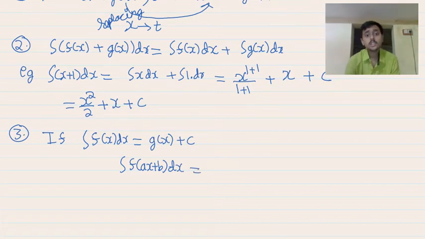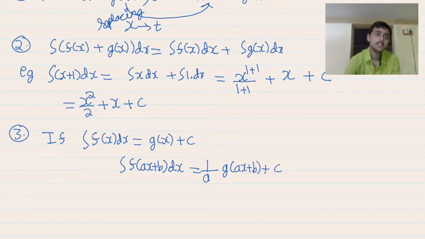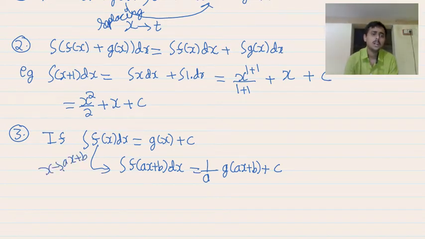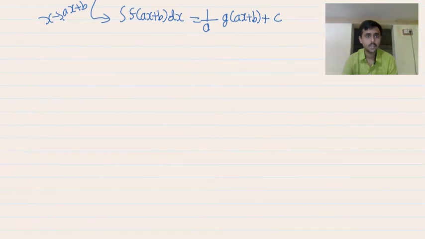So you should remember the formula for this new equation would be 1 by a times g of ax plus b, plus c. This is the formula for the integration where x is replaced by ax plus b, basically any linear form. Now using these properties we are going to solve a variety of questions. Let's proceed to the questions.